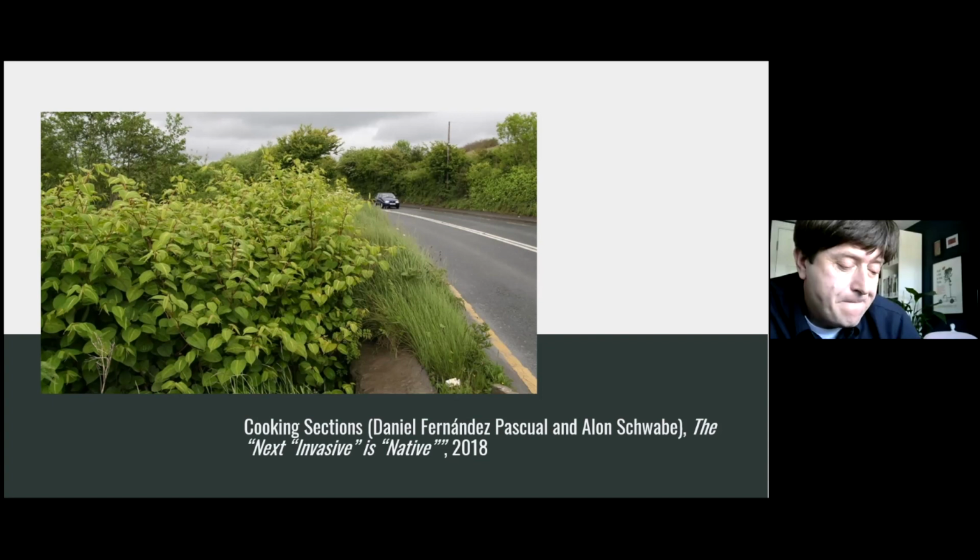So to take another artistic example, and this is Cooking Section's work, The Next Invasive Is Native, and this really uncovers another historical trajectory of plant migration, also hostile attitudes to newcomer plants, by looking at, I don't know if you recognize this plant or not, the hysteria around the spread of Japanese knotweed in the United Kingdom, and their work took the form of a durational reading session.